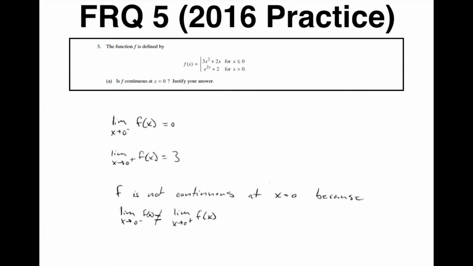Student B does it even better, I think. They write it like that. The limit of f of x as x approaches 0 from the left is 0. The limit of f of x as x approaches 0 from the right is 3 by plugging it in, basically. And therefore they conclude correctly that f is not continuous because the one-sided limits disagree. I think this is probably as good as it gets in terms of student's answer.